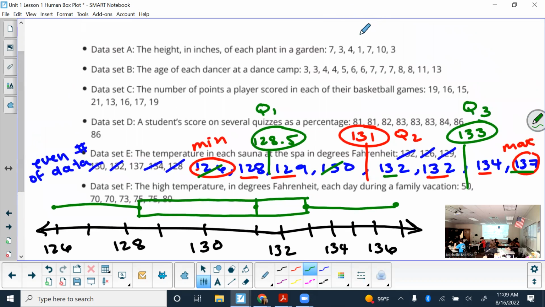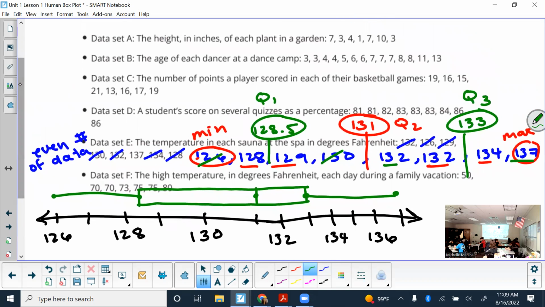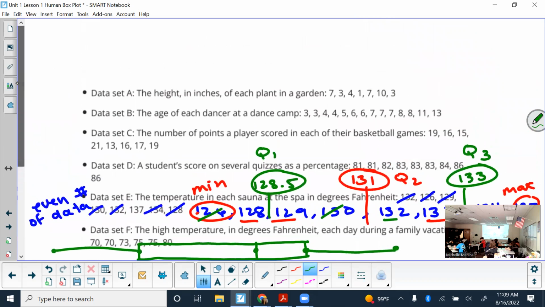All right, when there's an odd number of data points, so let's see which one you can do. So like data set A has an odd number of data points. There's 7 total. Either way, the whole process is still the same. What do you have to make sure your numbers are in?